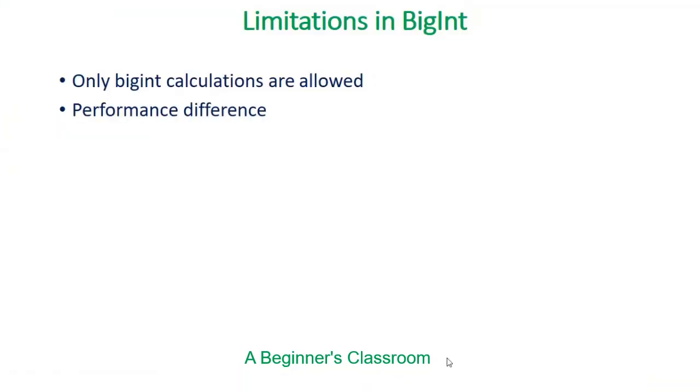Limitations in Bigint. There are mainly two limitations in Bigint. We cannot do calculations between Bigint and number. All the computation and calculation takes place only within Bigint. There will be a performance difference when we use Bigint wrongly. Let's learn with a real-time example.